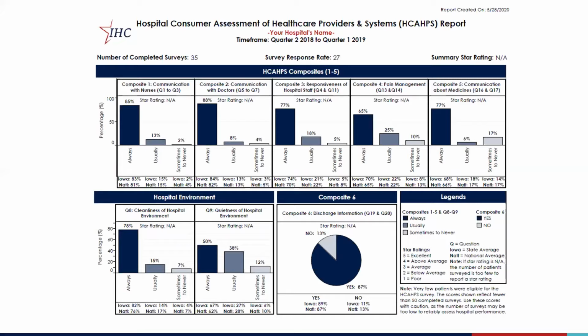You'll see these boxes are all similar in what they are telling you, just listed out by different questions. So for example, the first box is composite 1, communication with nurses, which tells you it's looking at question 1, 2, and 3 on your HCAPs. The data will be shown as always, usually, and sometimes to never, as it is on your HCAPs response. And under each box, each graph, you'll see the Iowa average and the national average for how other hospitals had been scored in this area.